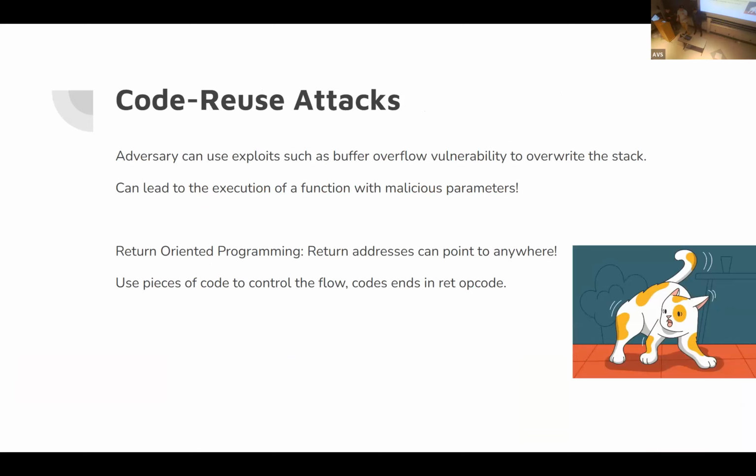control. Another one is, of course, code reuse attacks, which we haven't talked about before, which is used to exploit methods such as buffer overflow and to overwrite the stack, which can lead to the execution of certain functions with malicious parameters. Specifically, this paper talks about return-oriented programming, which essentially takes advantage of the ret opcode, so that it's able to jump anywhere within the stack.